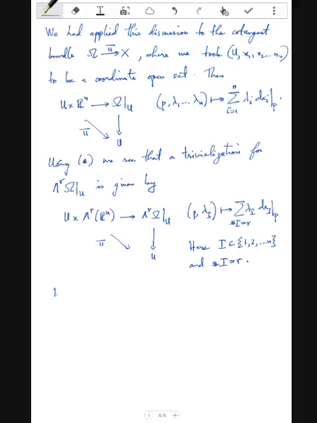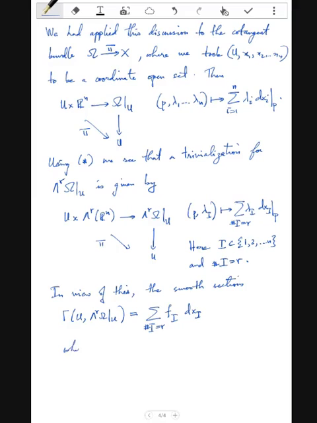So in view of this, the sections gamma over U, the smooth sections, we are only interested in smooth sections, of exterior r omega restricted to U are of the type summation over I with cardinality of I equal to r of f_I dx_I, where f_I from U to R is a smooth function.